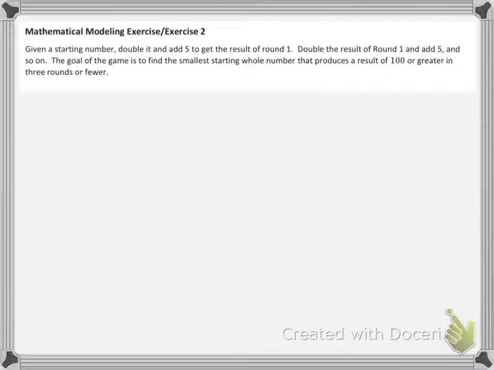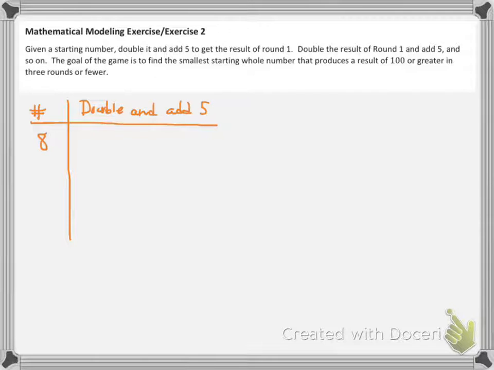I'm going to guess 8. And in order to do this, I want to make myself a little table here. So this would be my starting number, and then I'm going to double it and add 5. And that will get me a result. So I'm going to start with 8, just as a guess. So I'm going to take 8, and I'm going to double it. So 8 times 2 is 16, plus 5 is 21.